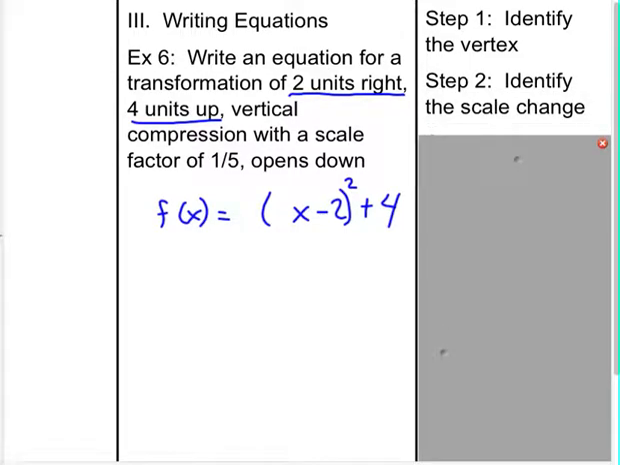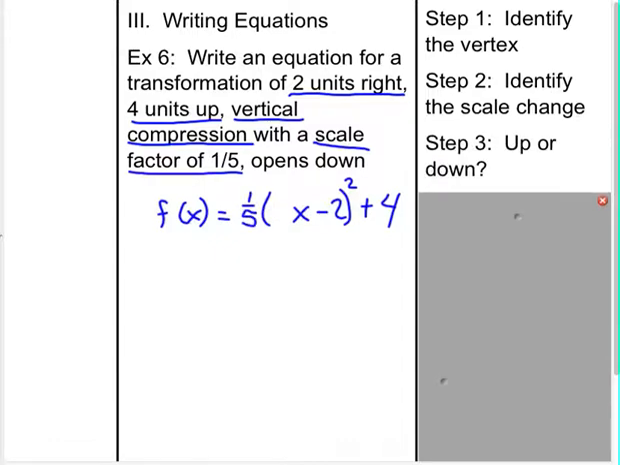Scale change. Vertical compression. Vertical goes outside the parentheses, and notice how I changed my wording. So now I'm giving you the scale factor. So I'm still being precise with my language, but instead of trying to have you figure out the scale factor, I'm giving it to you to make it a little bit easier. Scale factor is 1/5, goes outside the parentheses. Does it open up or down? Opens down, which means I'm multiplying by a negative.